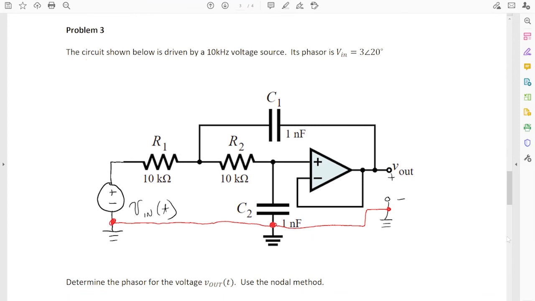I always say mesh analysis isn't that common, and part of the reason why is that once I draw circuits like this, the meshes become a little bit less clear, right? But these points are all connected to each other.